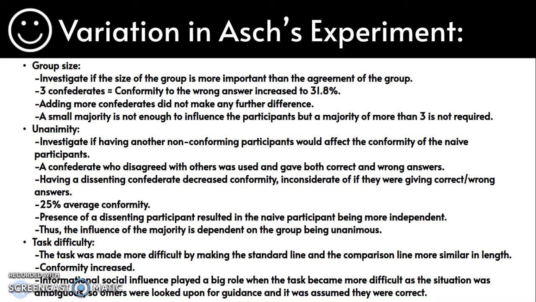The third variation was task difficulty. The task was made more difficult by making the standard line and the comparison line more similar in length. Conformity increased. Informational social influence played a big role when the task became more difficult, as the situation was ambiguous. So they looked on to others for guidance, and it was assumed that others are correct and they are wrong. If you've forgotten what informational social influence is, I've done a video on this previously, so please refer to it.